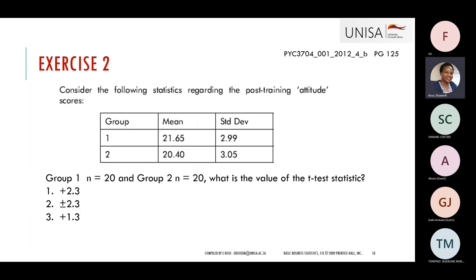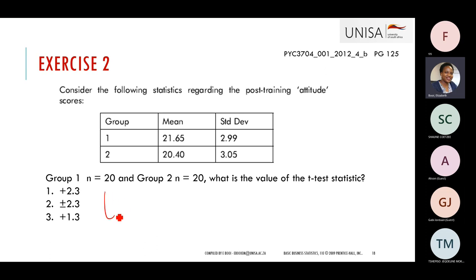Consider the following statistic, which is the same table that we looked at. We can go down into the question. It says group one, N is 20. So they give us more information, because they didn't give us that information in the beginning. So N is 20, and for group two, N is 20. What is the value of the test statistic?